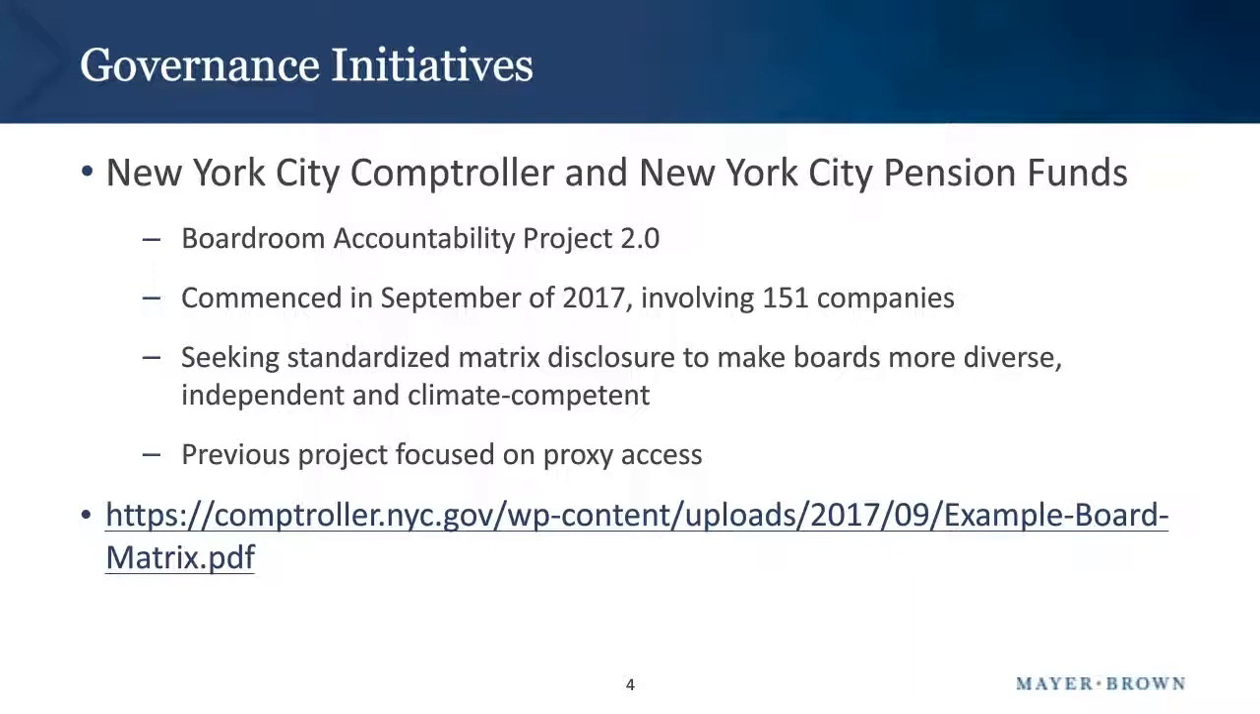The short of it is that didn't happen. But they were also a leader in proxy access, so it's likely that we will see further steps in this area from the Comptroller. If you want to see the matrix that the Comptroller was proposing, I've included a link at the bottom of this slide to the web address that you can go take a look at, and you can see what it is they're proposing. And like I said, I think we're going to continue to see some more activity from them on this front. It's not going to be completely dealt with in 1 year.